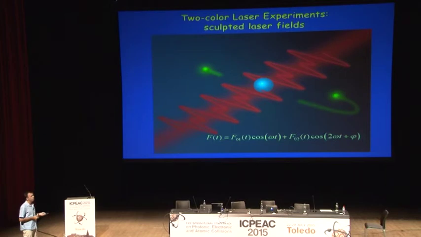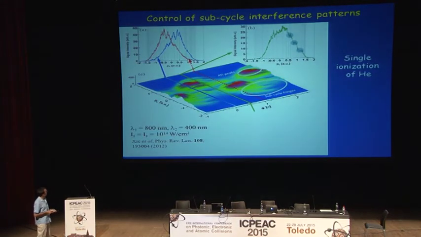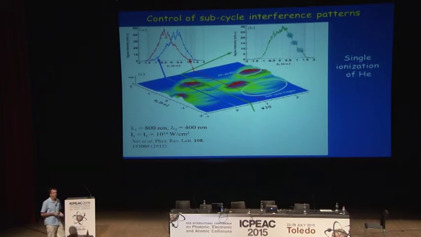So now let's go to the last part of my talk, in which I will mention two different experiments with two colors. One color has a frequency that is double the first one. And by changing the relative phase between the two colors, we can shape or sculpt the laser pulse. So firstly, I would like to show you one experiment performed for single ionization of helium atoms. This experiment was performed at the Photonics Institute at the Vienna University of Technology.